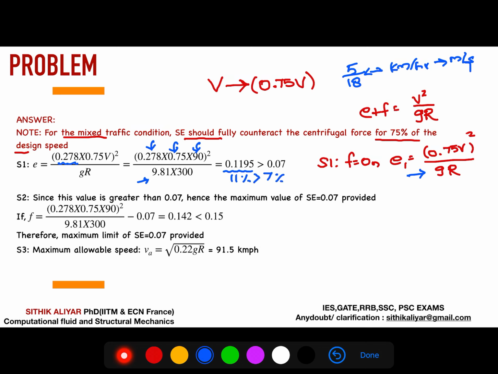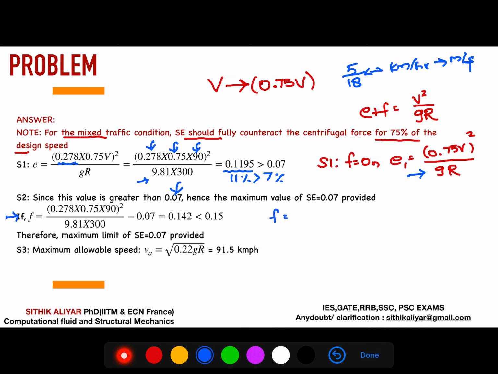So what does it mean? Step 1 means for the design speed of 90 km per hour, you need a super elevation of 11%, which obviously you cannot provide because IRC suggests the maximum super elevation is limited to 7%. So that's why in step 2, since the value is limited to 0.07, keeping that in mind, we are going to design the friction as we discussed in the design. I hope you remember the formula.